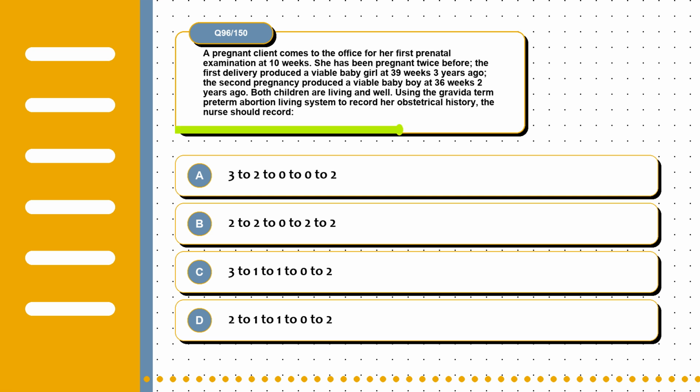Here are the options. Option A, 3-2-2-0-2-0-2-2. Option B, 2-2-2-0-2-2-2. Option C, 3-1-1-2-0-2-2. Option D, 2-1-1-2-0-2-2.